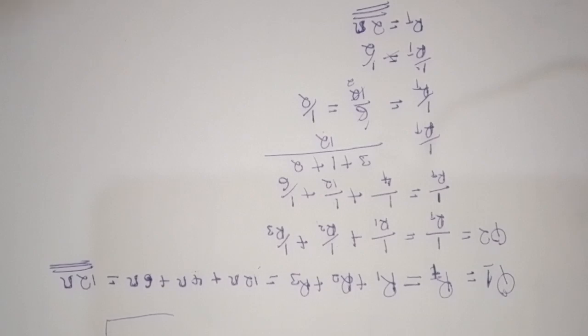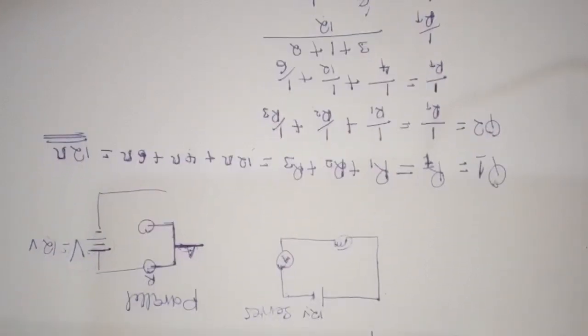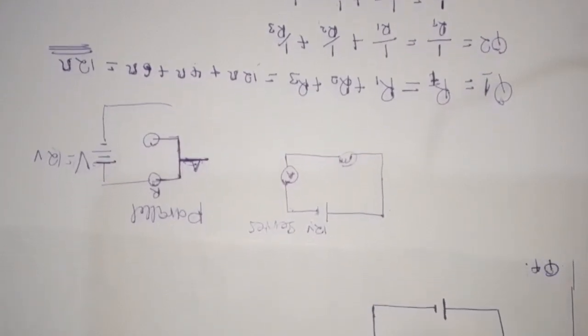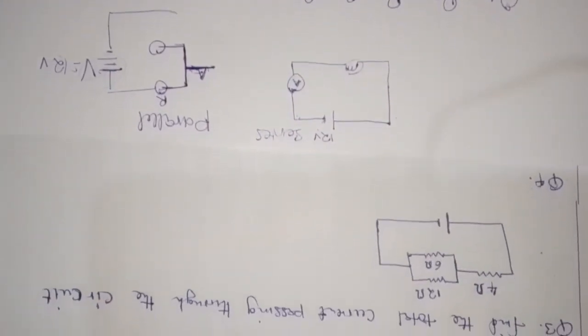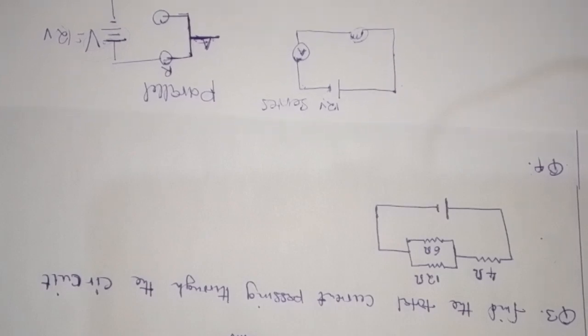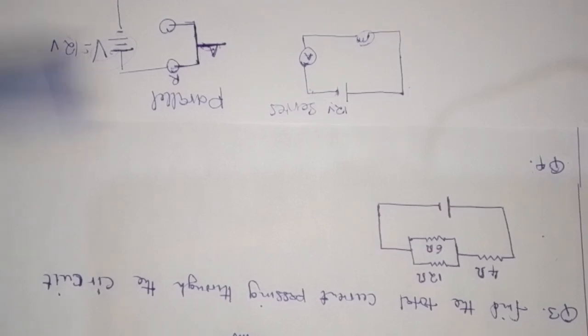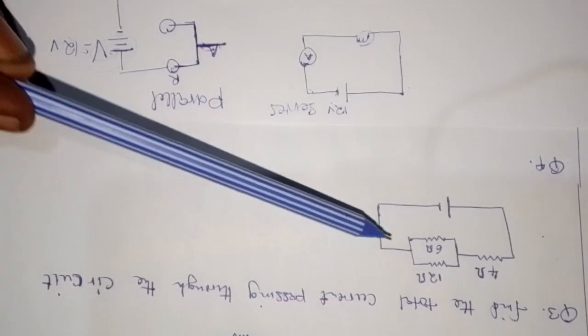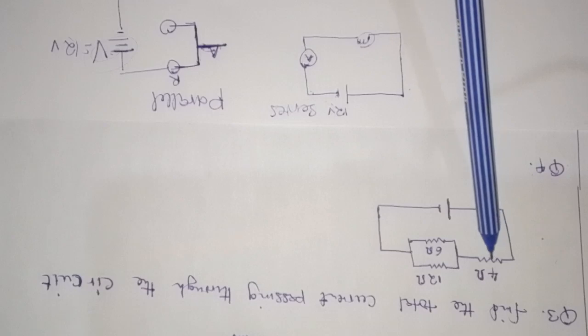And we have another question. Question 3. Let's look at question 3. They're saying, find the total current passing through the circuit. So we have seen this circuit that we have there. They are saying, we have these 4 resistors.